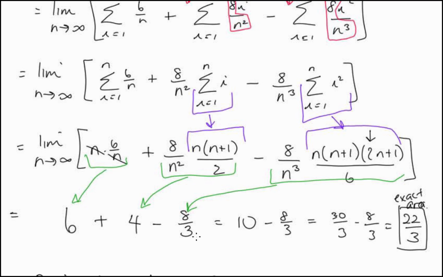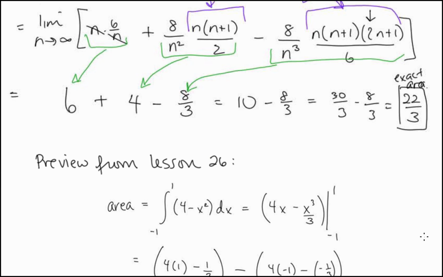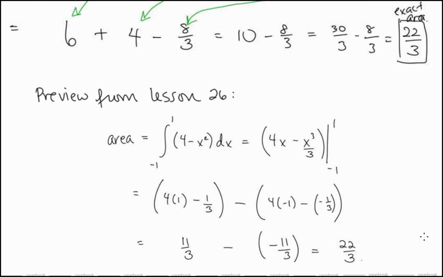Now we've taken the limits and we just want to simplify. And so this simplifies to 22 over 3, and this is the exact area under the curve. Now we're going to see in lesson 26 a shortcut way to find these areas by using a definite integral.